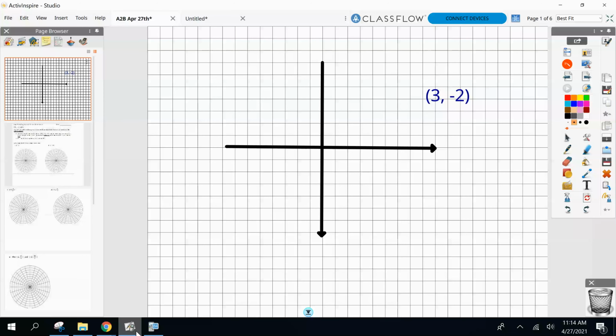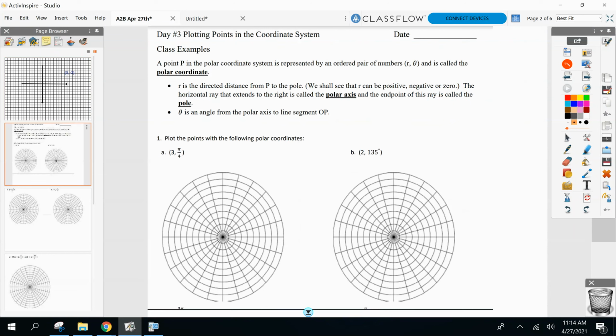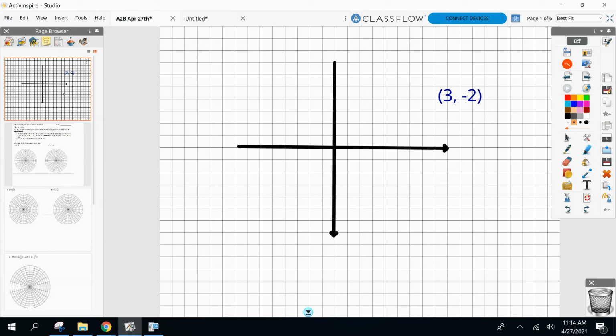All right, what I want to do with you guys today is graph actual points. You guys know how to graph angles on the polar grid. Now I want to graph actual points on there. Before I do, just a reminder, and I know this is not in your notes, but this is what you guys have been doing your whole life: graphing points on this type of graph.